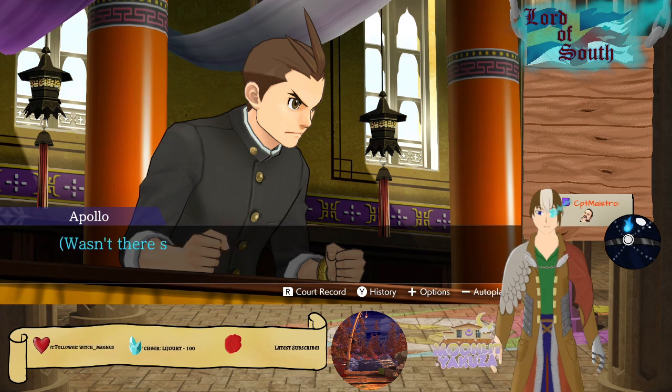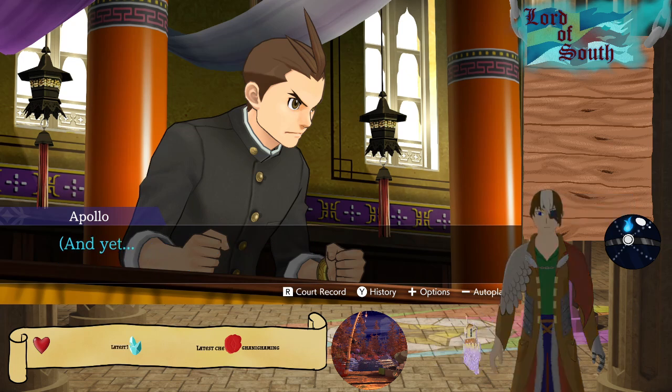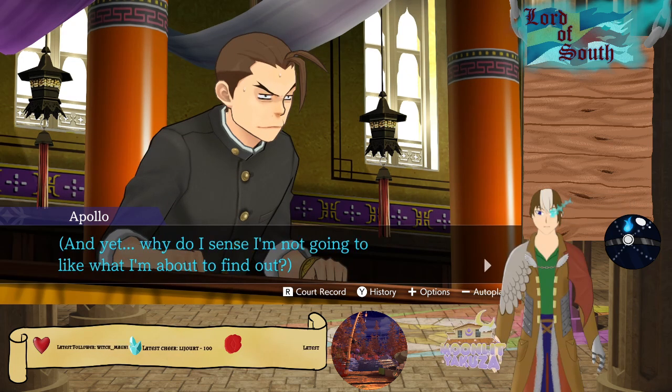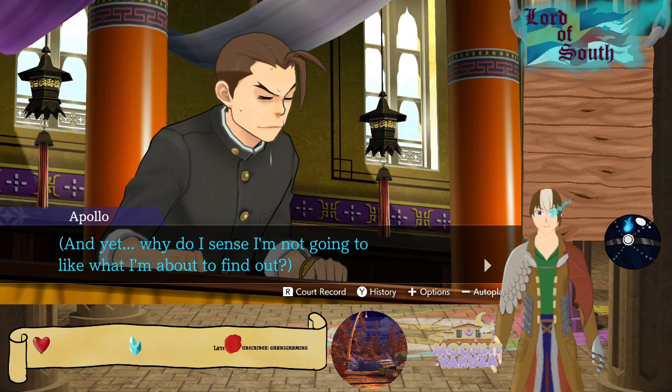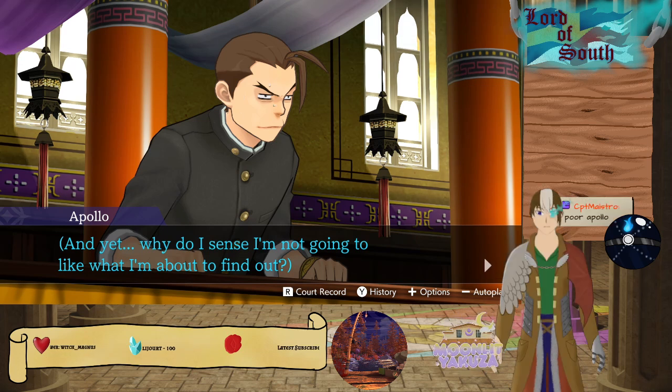This could explain everything. Wasn't there some sign of another victim in the tomb? And yet, why do I... Oh, fuck! Oh, hell nah! Daruk is dead! No, it is not Jove Justice. Well, still, poor Apollo. I think Daruk is dead.